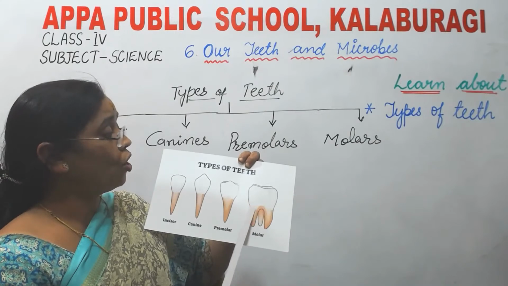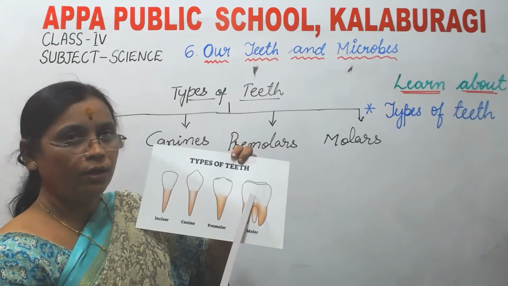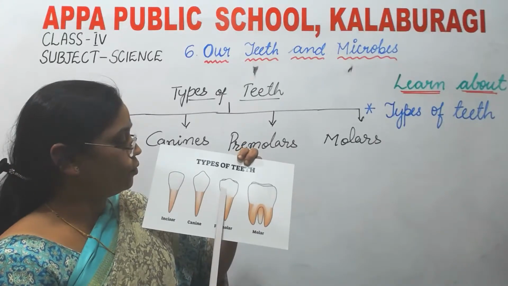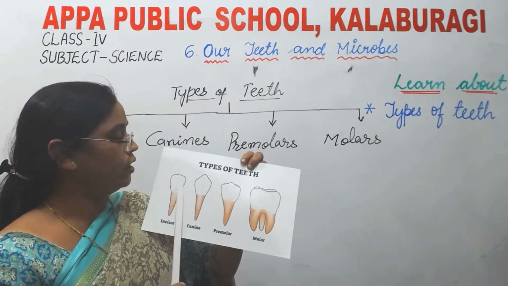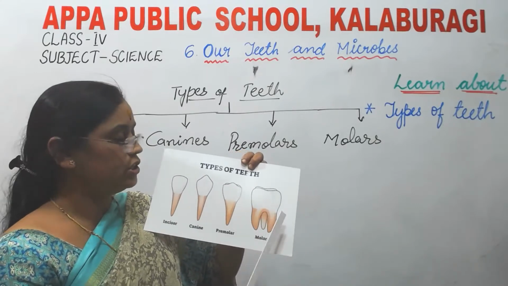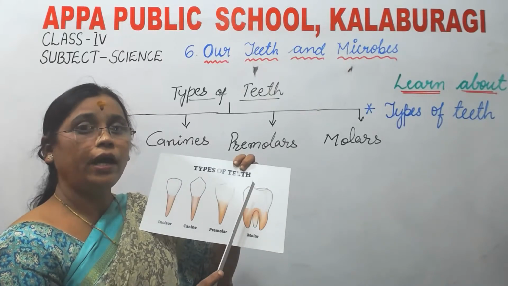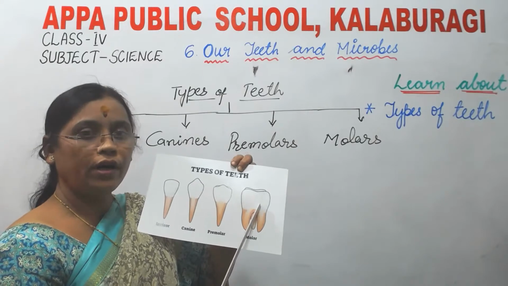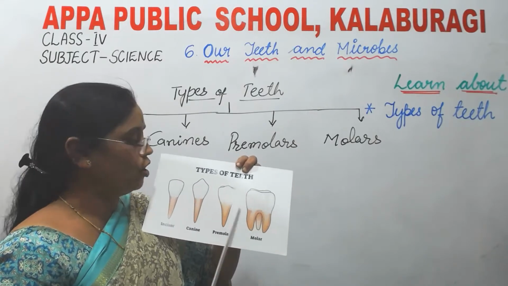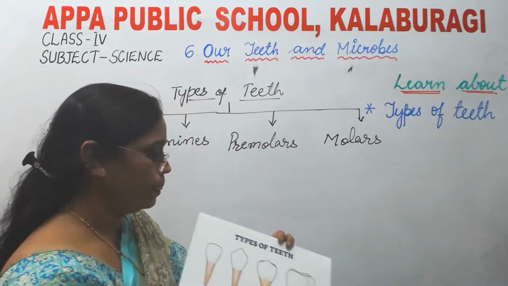Molars are broader than premolars. See here, they are broader than the premolars. Not only broader than the premolars, they are broader than all teeth. Remember, children, the molars are the biggest, broadest, and toughest teeth of all the types. Is it clear? Yes.